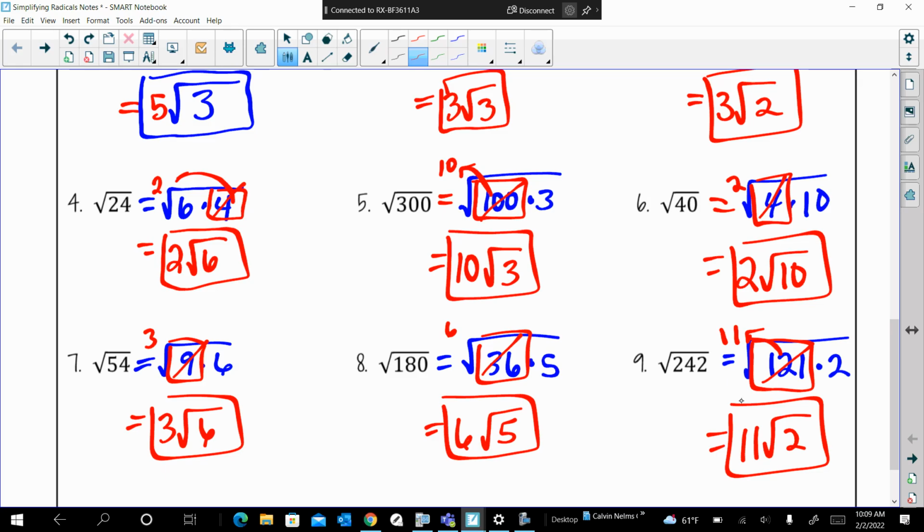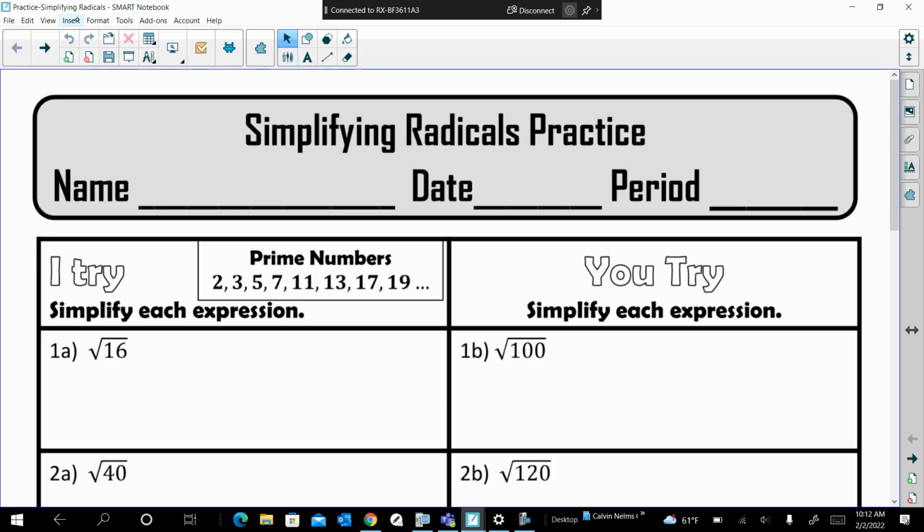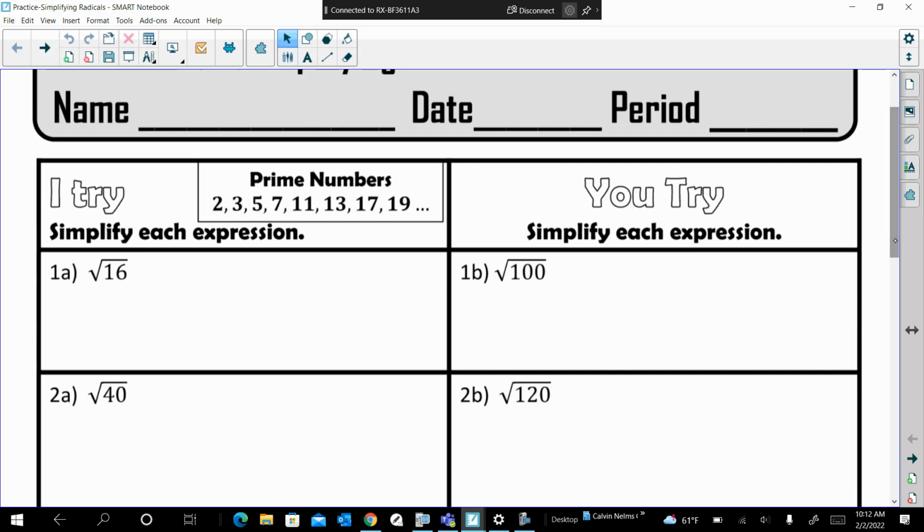Do we have that? All right, glue this in. We're going to do an I try, you try, or we try, you try. So I'll give you the next page because now we're going to look at radicals with coefficients. All right, I know it says I try, you try. We're going to change this to we try. We're going to do the left side together, okay? And then you're going to do the right side, okay?